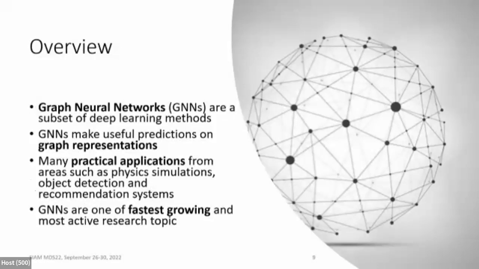Graph neural networks are just a subset of deep learning methods. They can provide useful predictions on this type of representations that I just mentioned, and I will talk in more detail in a minute. They are one of the fastest growing and most active research topics. As you can see, they were mentioned in the first talk today and in many other sessions at this conference.